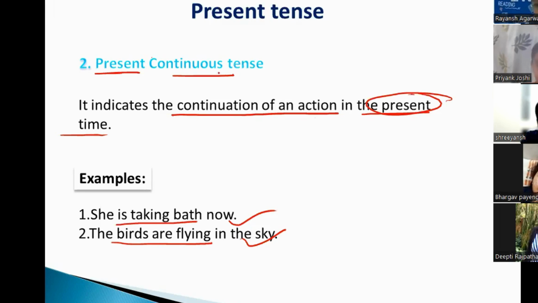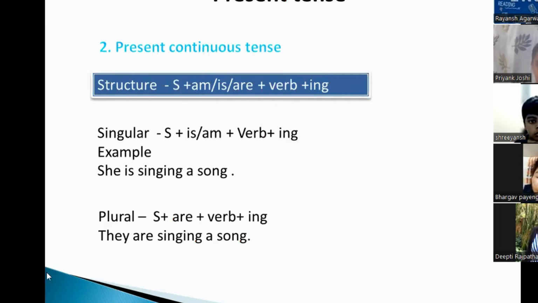Okay, so now how do we build a sentence in present continuous tense? What is the structure for that? The structure is subject plus am, is or are as helping verbs, plus the basic form of the verb, or you can call it the V1 form, plus ing attached to it. So the structure is subject plus am or is or are. You have to use these helping verbs, plus main verb plus ing form.